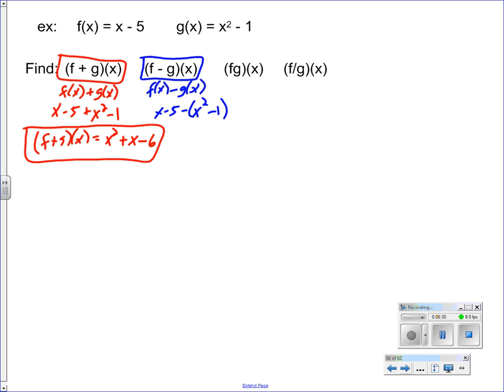The important thing here is don't forget to distribute this negative sign. So x minus 5 minus x squared plus 1. And again, we combine our like terms. In our function rule, we have negative x squared plus x minus 4.